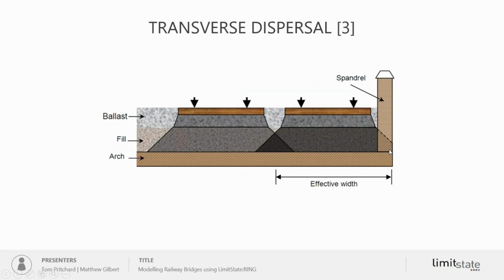Similarly, if you have close proximity of the track to the edge of the bridge, then you need to set some sort of cutoff on that effective width so that you don't have an overly generous width in your calculations.